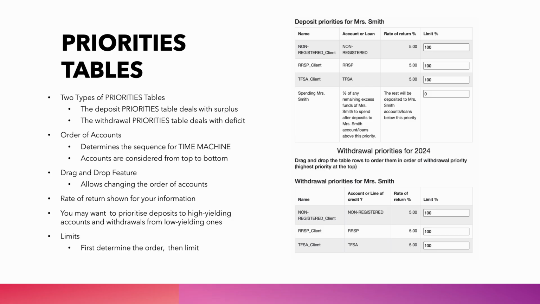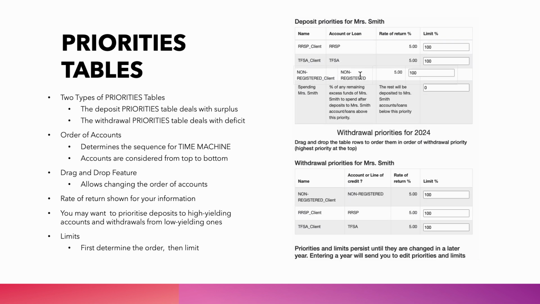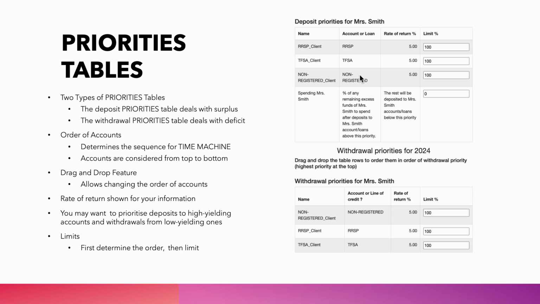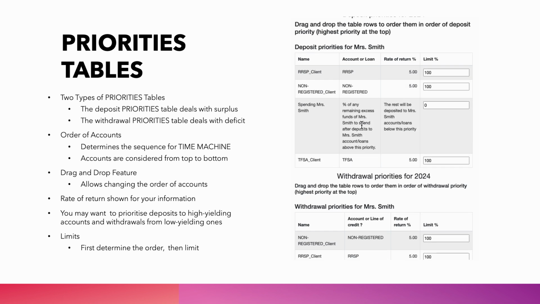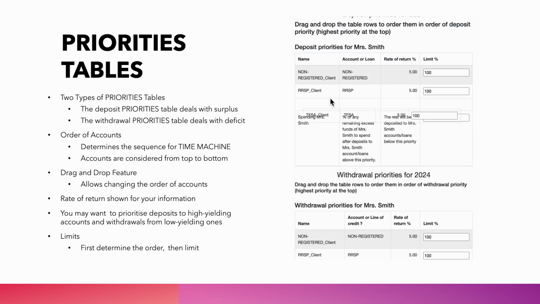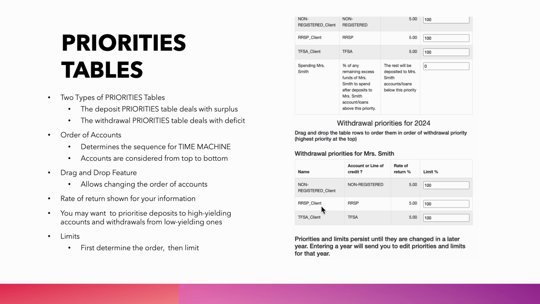Priorities are entered as tables, and there are two tables. The deposit priorities table is used to determine where to deposit a wallet surplus, and the withdrawal priorities table below is used to determine where to get money when there is a deficit. The order of the accounts in these tables determines the order in which the time machine will try the accounts from the top down. You can drag and drop the accounts listed to change their order.